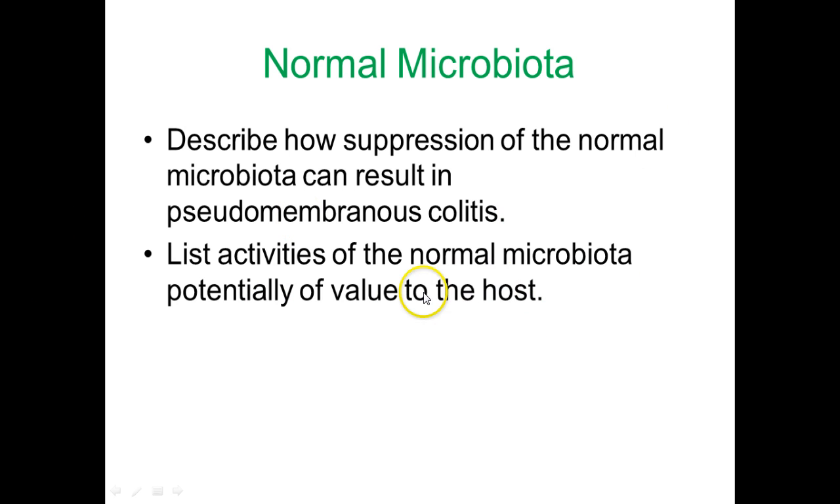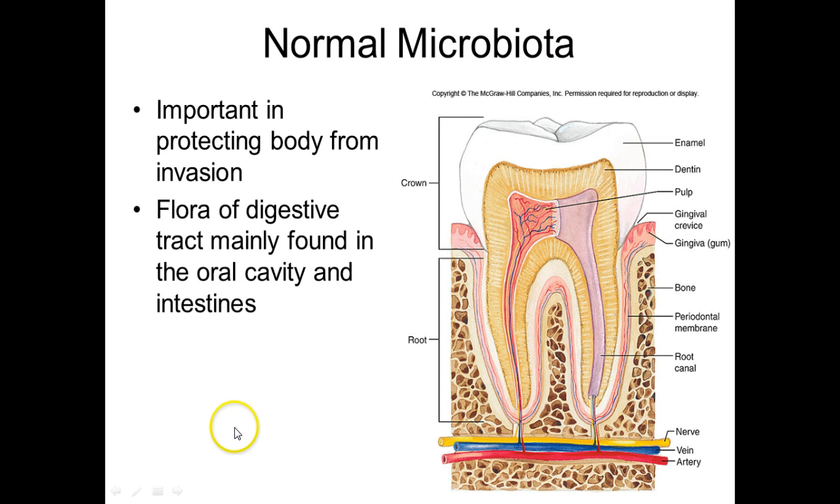So your normal microbiota have a very important ability and can help us out. They protect our body from invasion, right? The normal flora of the intact digestive tract are mainly found in your oral cavity and your intestines. When it comes to your oral cavity, they're not so good there, right?